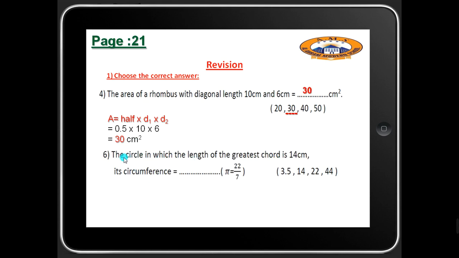Okay. Here I have a circle whose greatest chord length is 14 centimeters. What is the greatest chord of any circle? Yes, as we studied before, the greatest chord of any circle is the diameter length. So write the rule: c equals pi times d. Pi equals 22 over 7, and the diameter he gave you in the exercise is 14. So 14 times 22 over 7 will give me 44 centimeters.